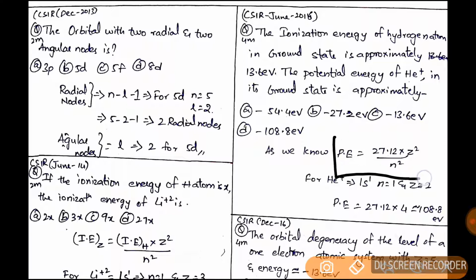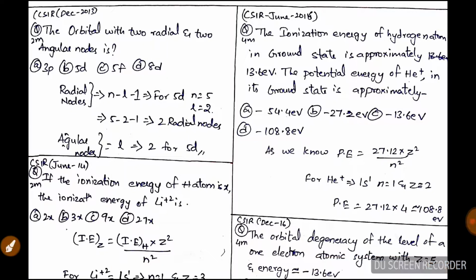So you should know this potential energy formula, guys. If you know this potential energy, you can just substitute this n1 and n and Z values of helium plus ion directly in potential energy and solve it. So for potential energy, this is the formula as we have discussed. For helium plus, the electronic configuration is 1s1, n equal to 1, and Z equal to 2. So after substituting, I got this value. So the answer is D.